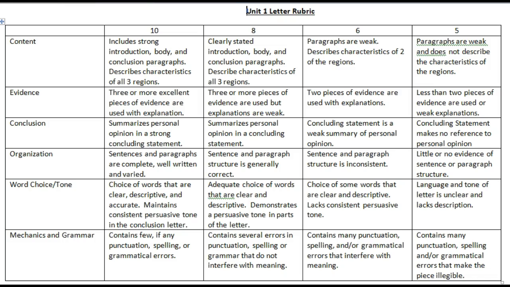Fifth is going to be word choice and tone. Make sure you have a good choice of words. Make sure you are clear with your choice of words, and make sure that you are persuasive in your conclusion paragraph, right? You're trying to persuade a family member to move here or to move to a region. What region are you persuading them to and why? So make sure that's persuasive. If you need help with persuasive words, you can use the internet. It's glorious.